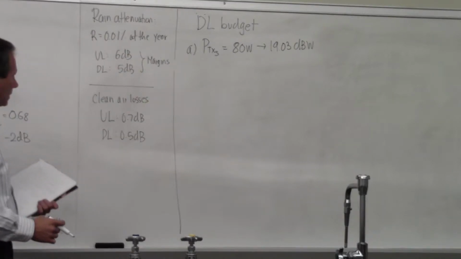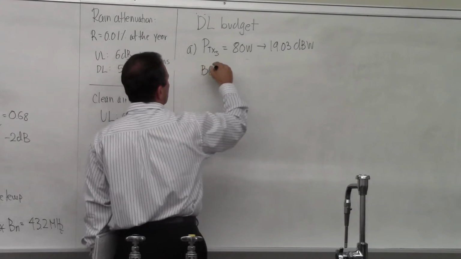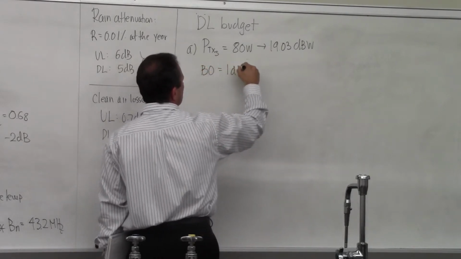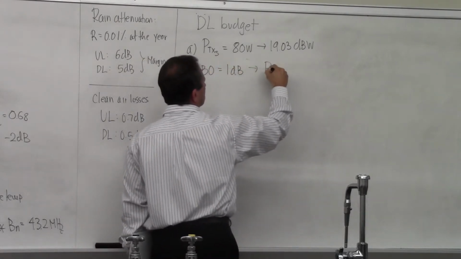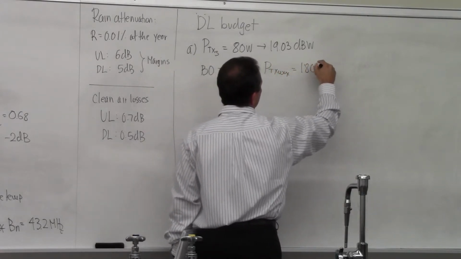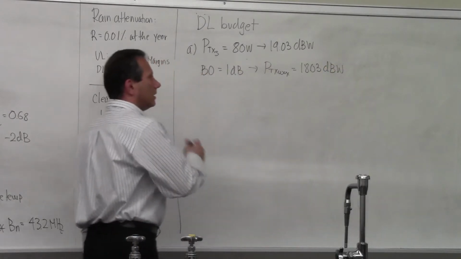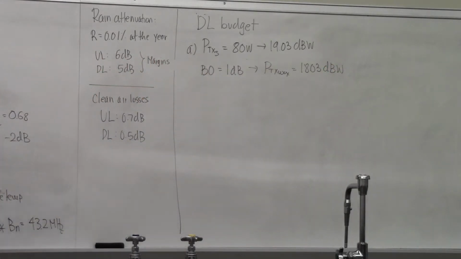But that's the maximum power. The backoff needs to be 1 dB. Therefore, really PTX maximum is going to be 18.03 dB watt. So that's how much I can transmit on average, and not run into the nonlinear part of the power amplifier.